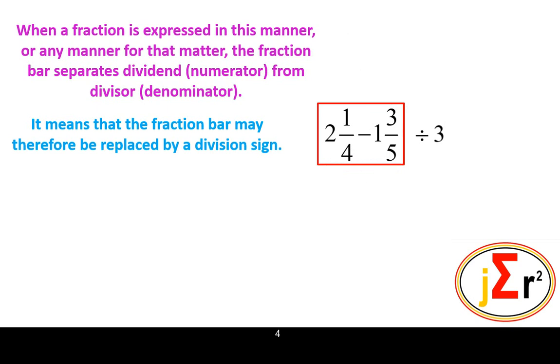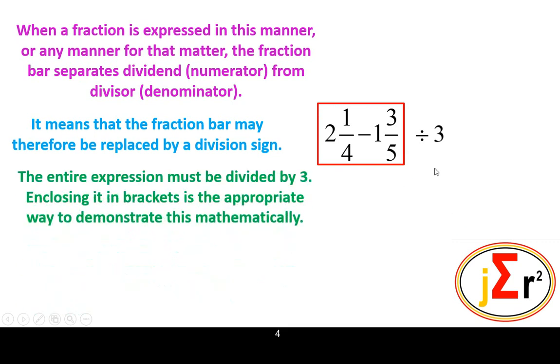And what do we know? That we still have some work to do on the expression, because if we leave the expression like this, it will imply that we are dividing 1 3/5 by 3 instead of the entire expression. So to show that we are actually dividing the entire expression by 3, we will have to enclose that in brackets.